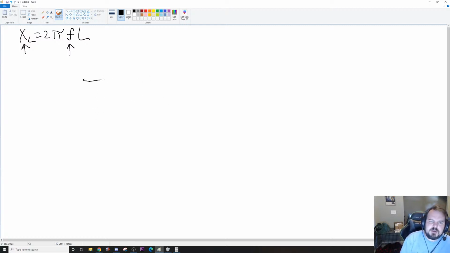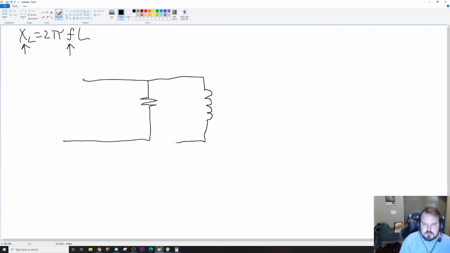So, in a parallel circuit, this is the circuit we're talking about. If they're both equal, so 10 ohms and 10 ohms, they're going to have the same amount of power. So, let's say 10 watts. We're just going to make everything super easy. 10 watts.